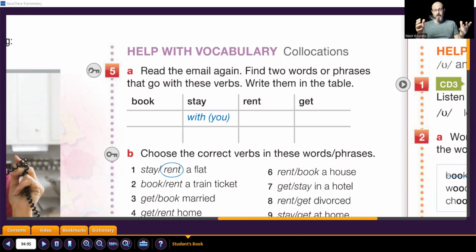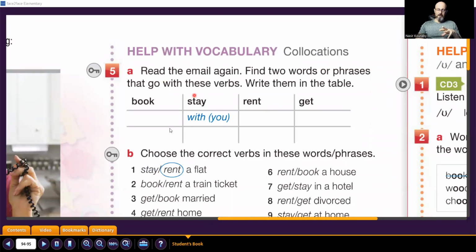Okay, for example, when you hear the word TV, the verb or the words that come to your mind is watch. When you hear the word lunch, you say have lunch or eat lunch. So these are collocations that usually come together. So let's see in the exercise.